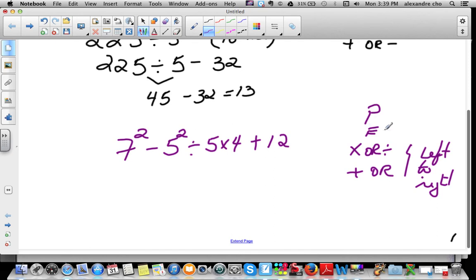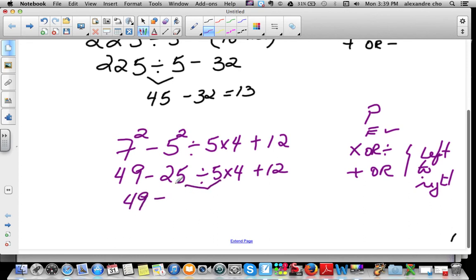And there are no parentheses in this problem, but there's definitely exponents, so let's take care of those two first. So that's 49 minus 25 divided by 5 times 4 plus 12. No more parentheses, no more exponents. Now there's multiplication and division in this particular problem. So in here, you see a division and a multiplication. Which one should you do first? You will do the one that comes first as you're reading from left to right. And the first one that you see is the division. So the 49 stays outside because it's not doing anything, and minus, take care of these two guys here.